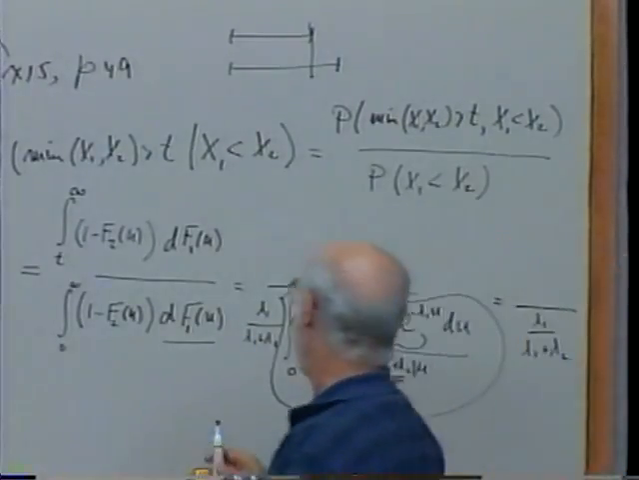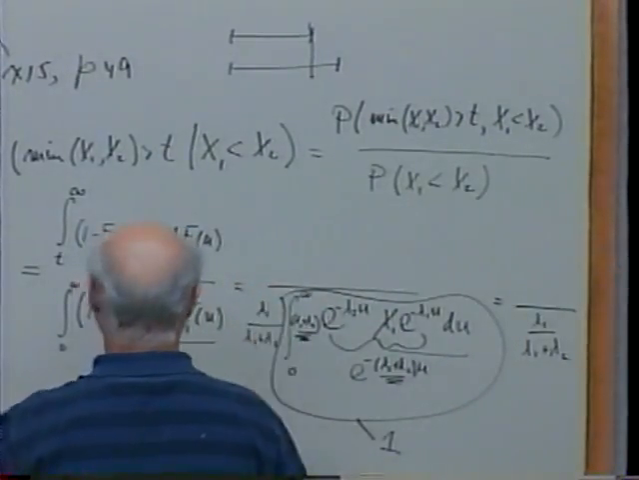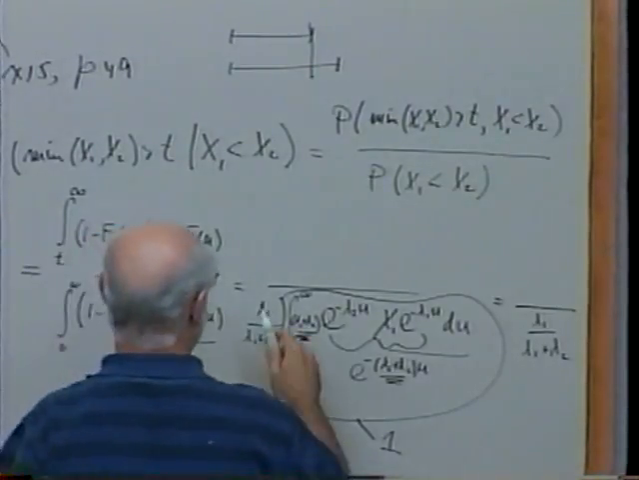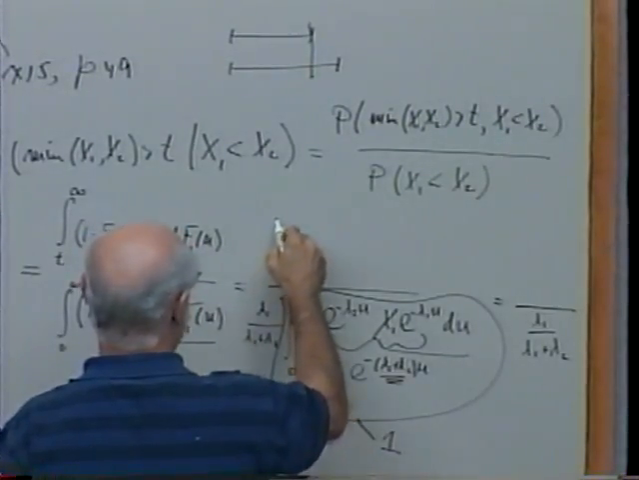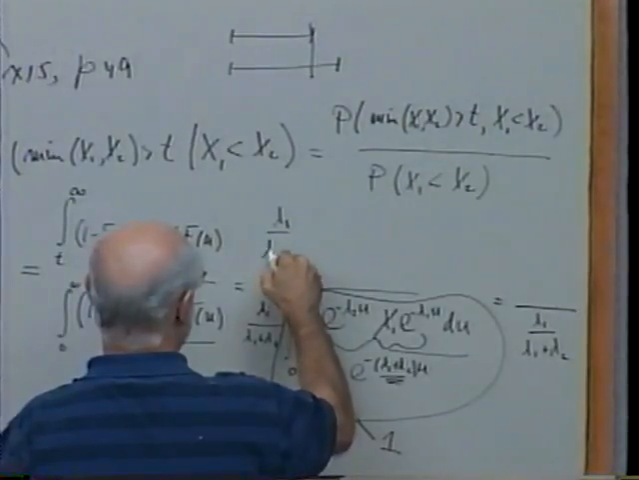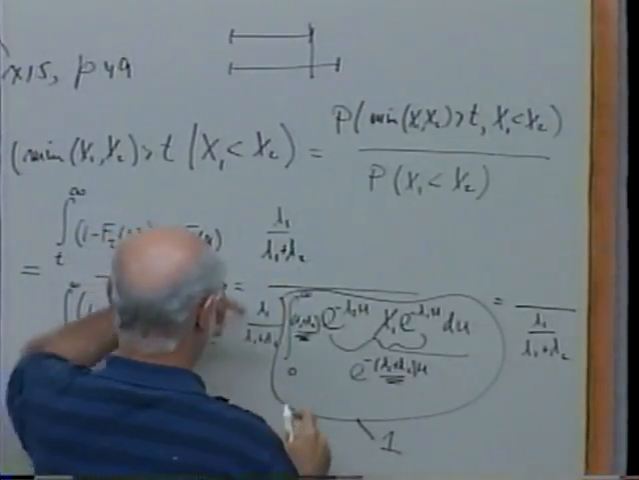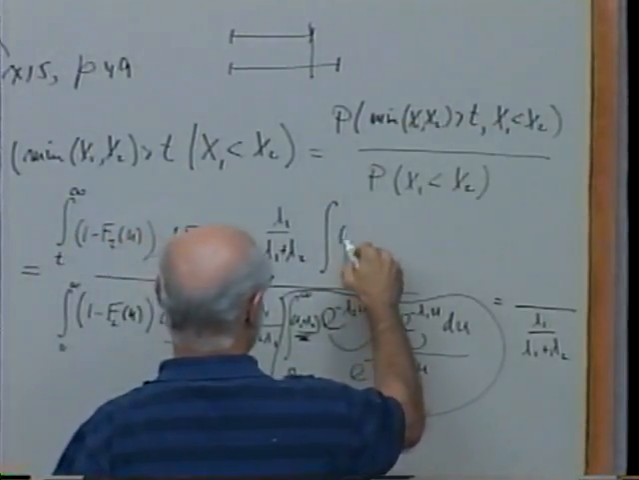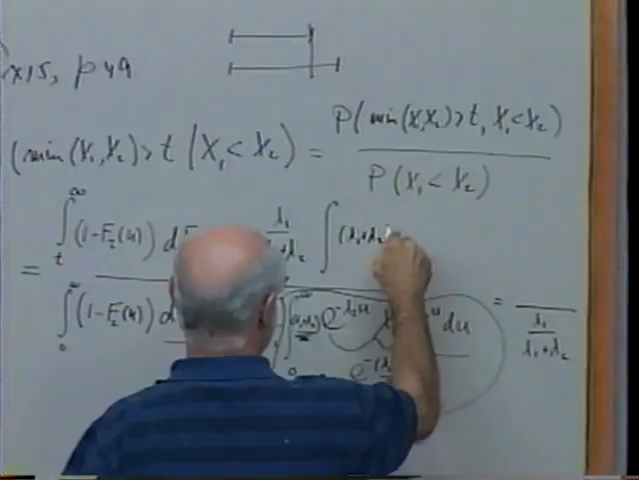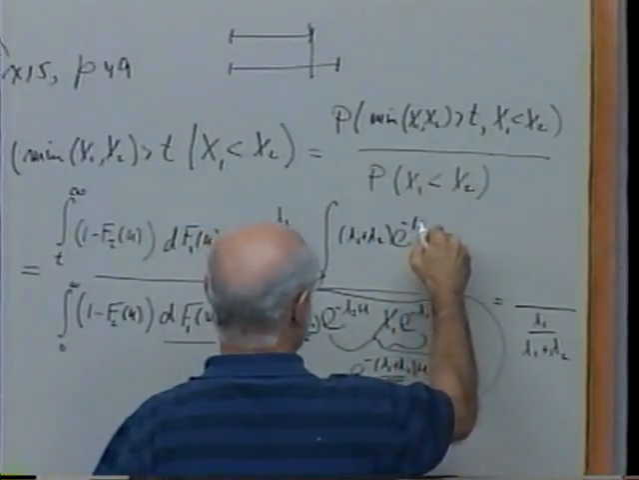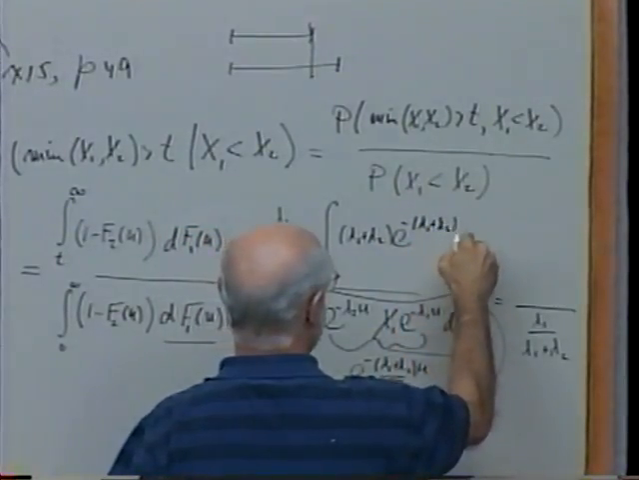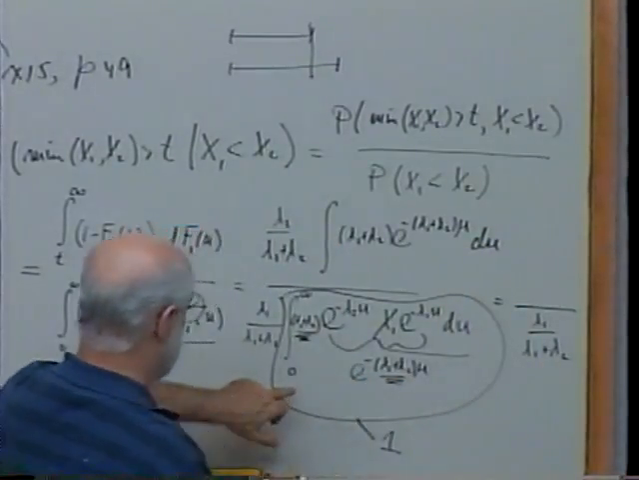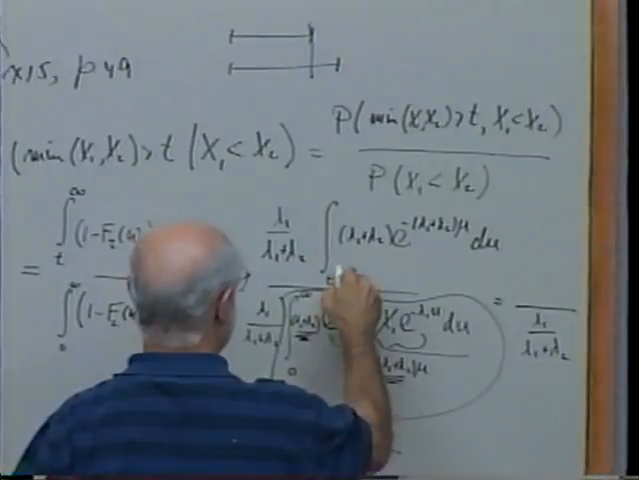So now everything is the same. I have exactly the same kind of arithmetic as before, assuming, again, that the f's are exponential. So what that would give me is this. If I went through this arithmetic, I'll get my lambda 1 over lambda 1 plus lambda 2. That comes outside the integral sign. And inside, I have lambda 1 plus lambda 2 e to the minus lambda 1 plus lambda 2 u du, except that instead of going from 0 to infinity, I go from t to infinity.